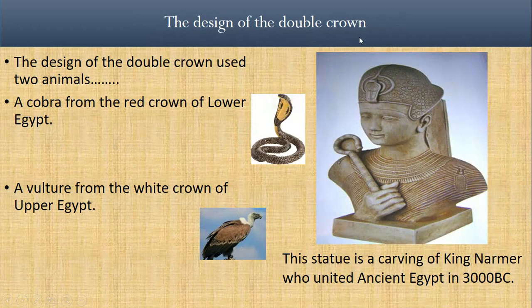The design of the double crown. The design of the double crown used two animals, a cobra from the red crown of Lower Egypt, and there is the cobra, which is a snake, a vulture from the white crown of Upper Egypt, and there is a picture of a vulture. This statue is a carving of King Nama, who united ancient Egypt in 3000 BC. And if you look carefully, you can see probably the same pattern of the cobra skin and the cobra head here. I imagine at the back it's more like the vulture.